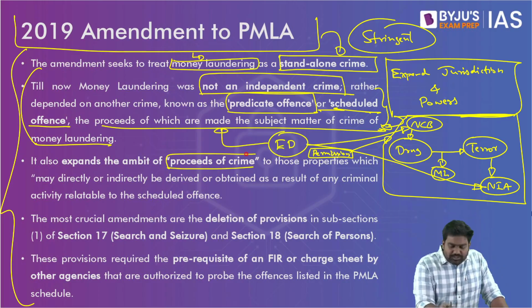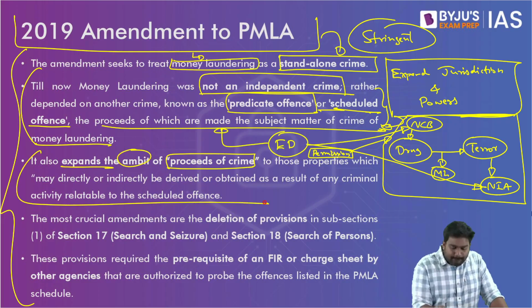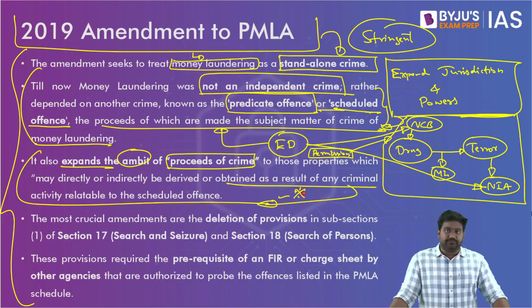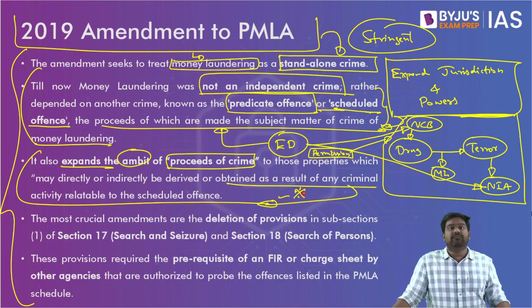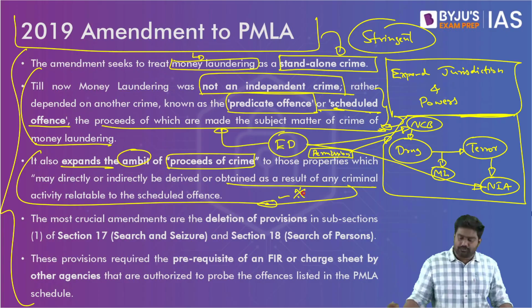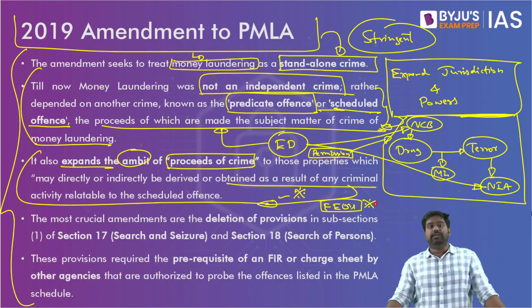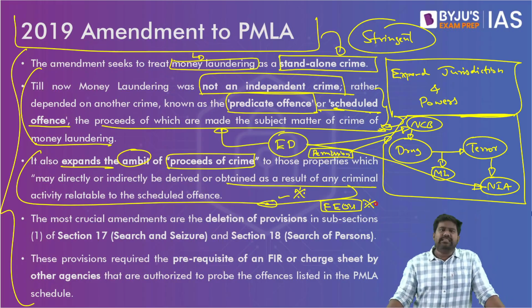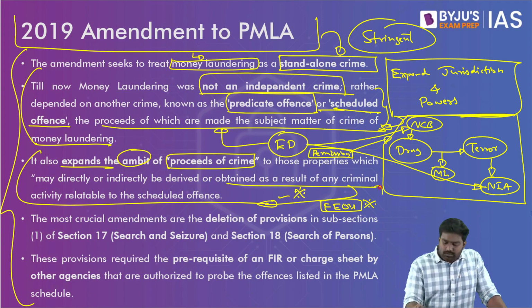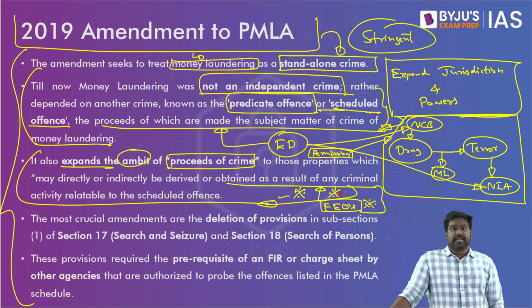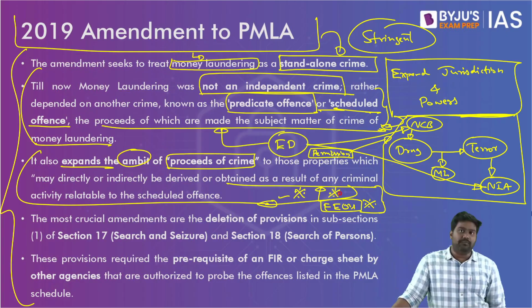The ambit of proceeds of crime has been expanded because recently many fugitives, many offenders, ran away from the country and became fugitive economic offenders. You might have heard about Vijay Mallya, Lalit Modi, Nirav Modi, Mehul Choksi, and many others, all top corporate leaders. They committed massive frauds with money laundering scandals as well, and eventually ran away from the country.